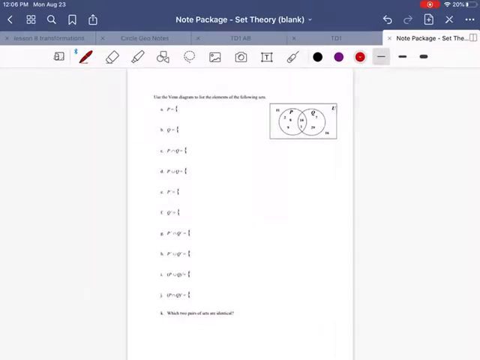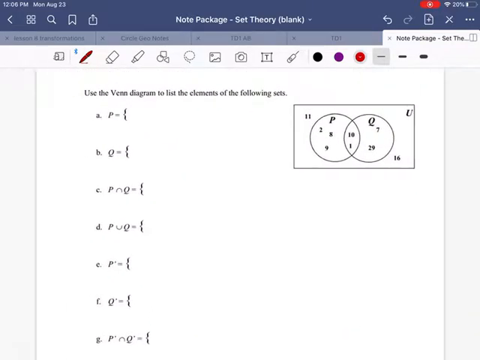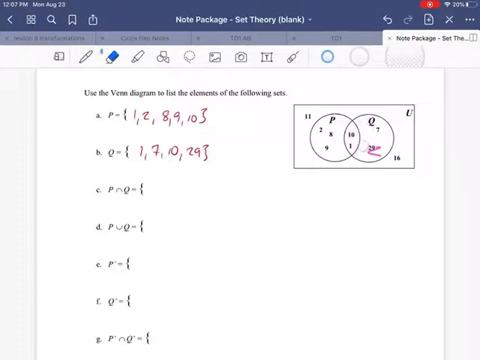Use the Venn diagram to list the elements of the following sets. Set P is going to be all that, so 1, 2, 8, 9, and 10. Set Q is going to be all those, so 1, 7, 10, and 29. Now we're going to get into a little bit trickier ones. P and Q are the things that are in both, so 1 and 10.